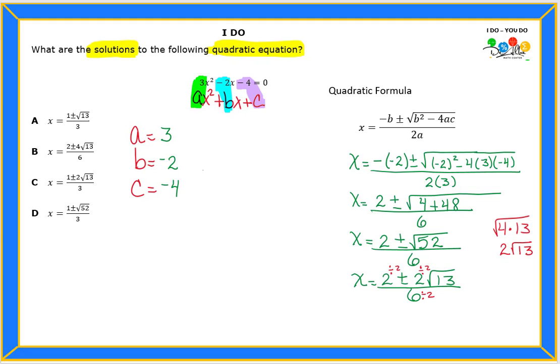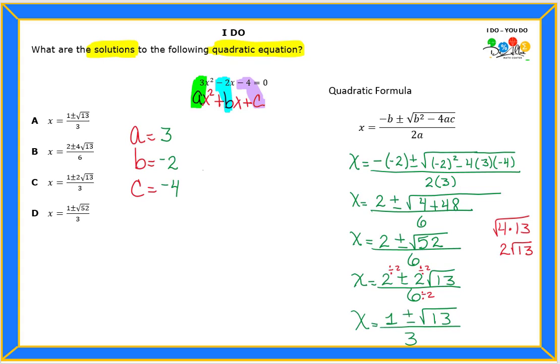Okay? And that's going to give me x equals 2 divided by 2 is 1 plus or minus 2 divided by 2 is 1, but I don't really need the 1 outside, so I don't need to write it down. And 6 divided by 2 gives me a 3. Very good. Let's look at the answer choices and see which one is that.